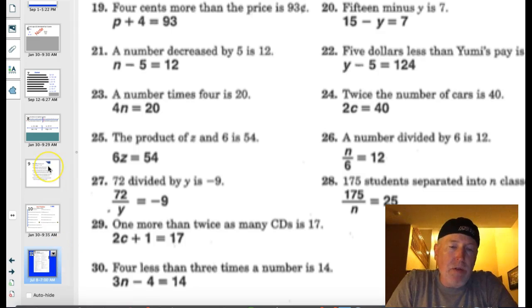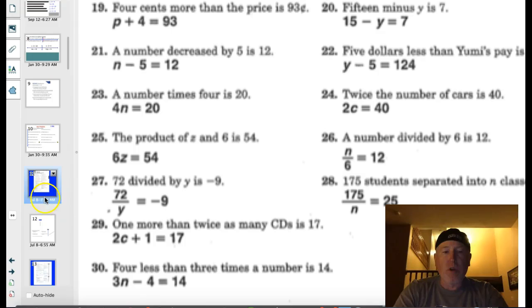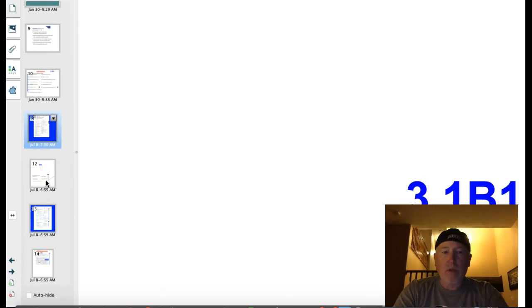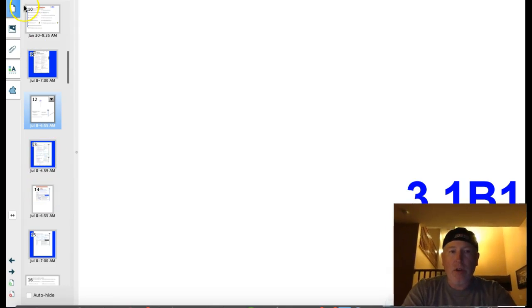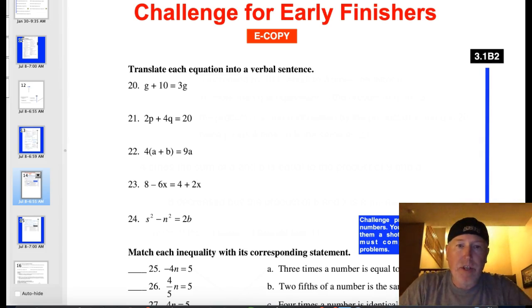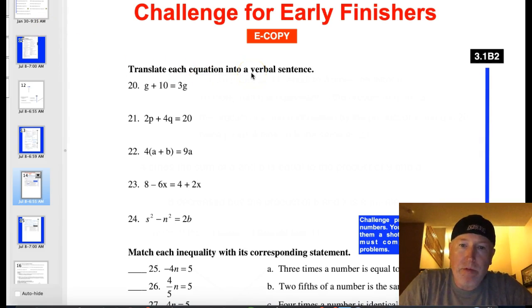All right. You should be ready for the quiz. If for some reason you have bombed through these and you have just done so well on these things, you're super fast, you can try these ones right here. Again, these aren't required. They're just a challenge. If you're whipping through these things, try to write an equation into a verbal sentence for these.